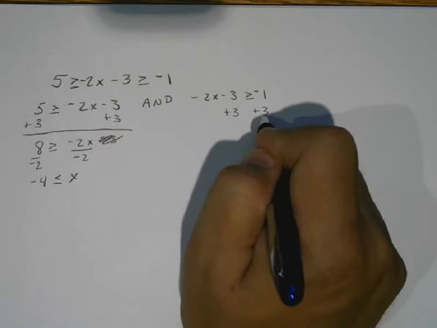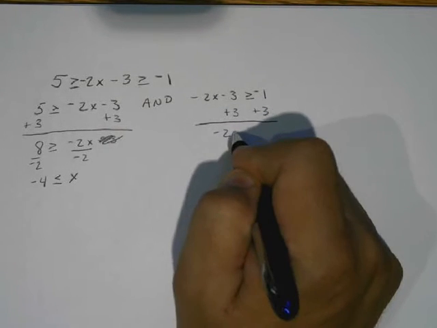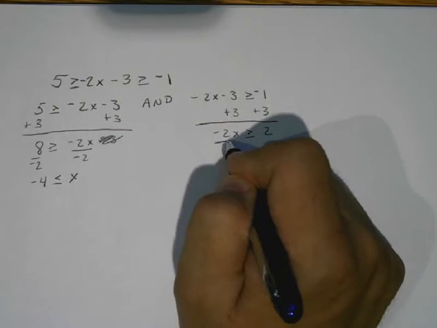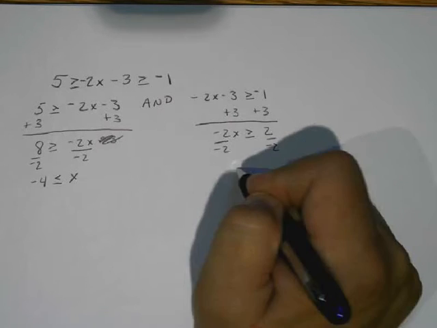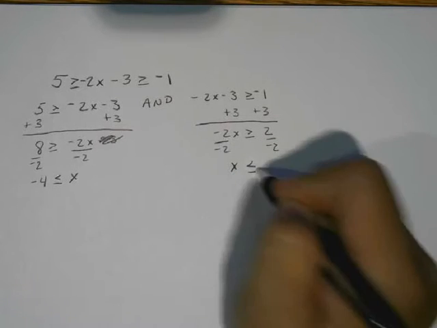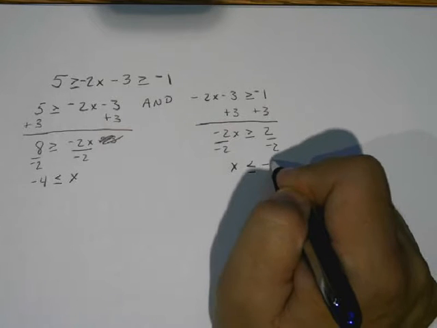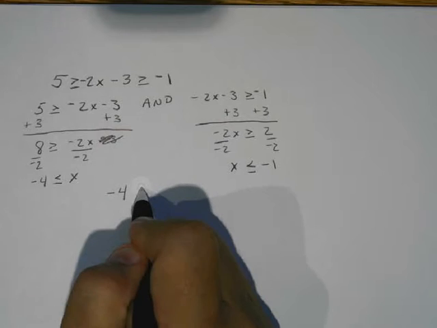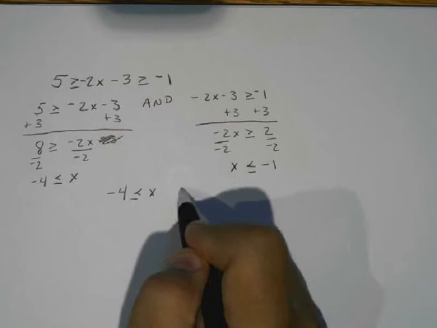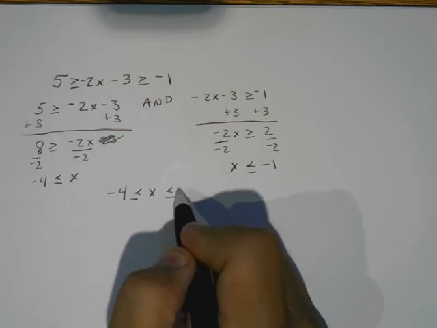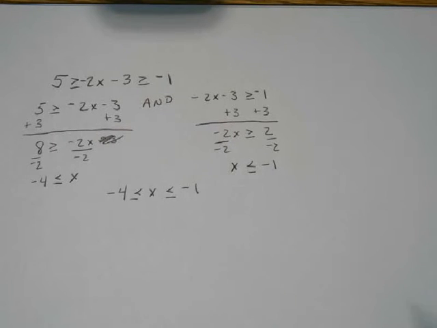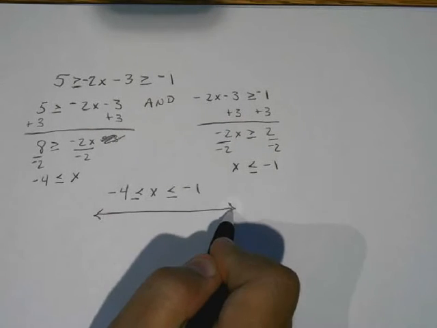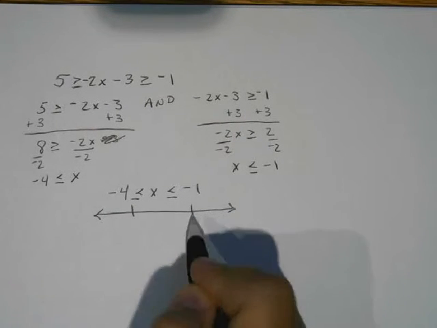We can add 3 to both sides. We have negative 2x is greater than or equal to 2. We can divide both sides by negative 2 again, and x, flip the inequality, is less than or equal to negative 1. We can then put it back as our simplified form, that negative 4 is less than x, which is less than or equal to negative 1.